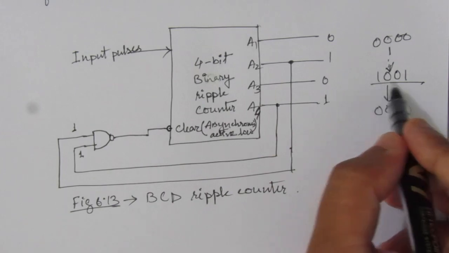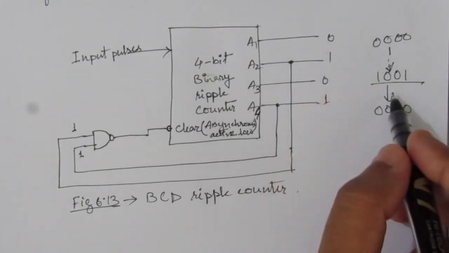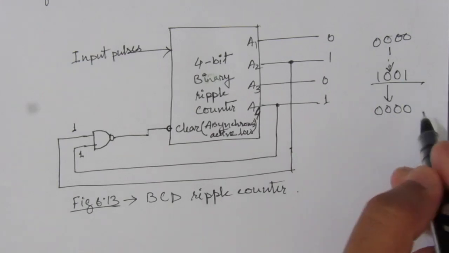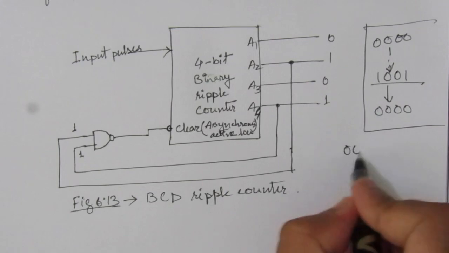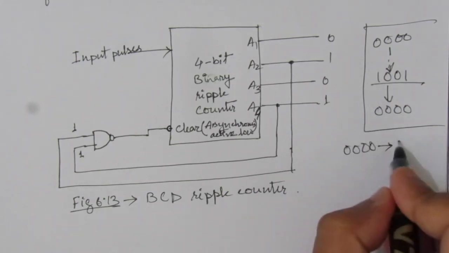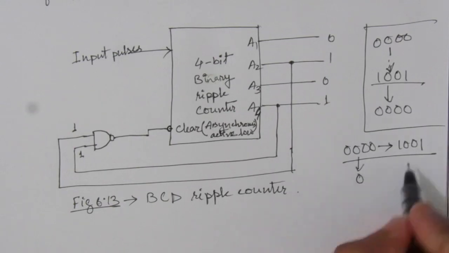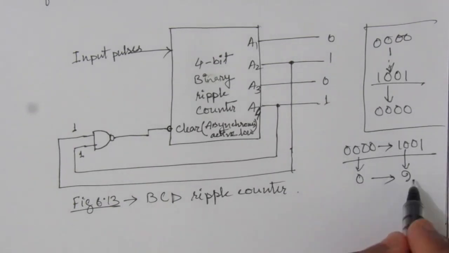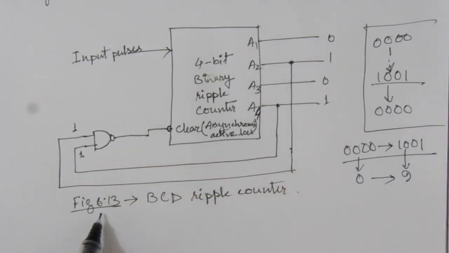That means after getting this 9, whenever we get a 10, that is 1010, this circuit will go back to 0000. This whole circuit will count from 0000 up to 1001. This 0000 means 0, and this 1001 means 9. So it will count from 0 to 9, so it is a BCD counter. This is figure 6.13, a BCD ripple counter.